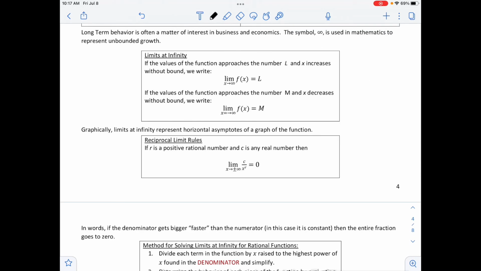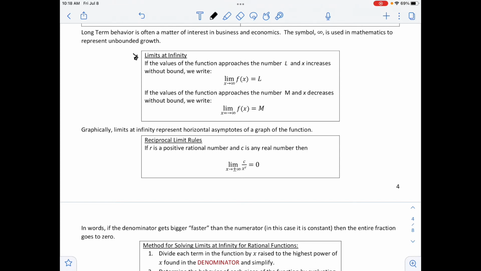Long-term behavior is often a matter of interest in business and economics. The symbol infinity is used in mathematics to represent unbounded growth. And so we have what's called limits at infinity. This is if the value of a function approaches number L as x increases without bounds, which would mean the limit as x approaches infinity of f of x equals L.